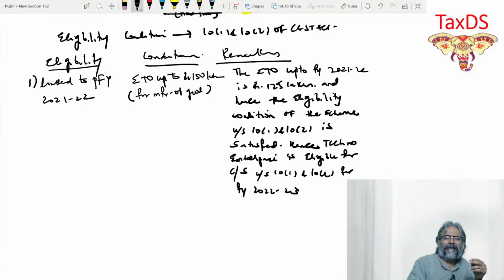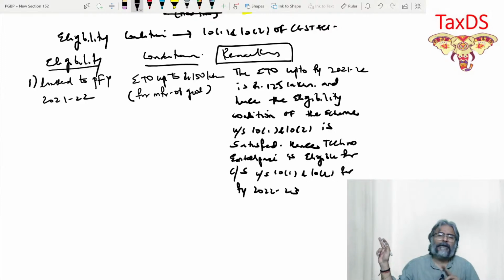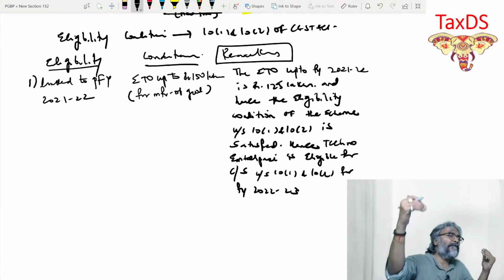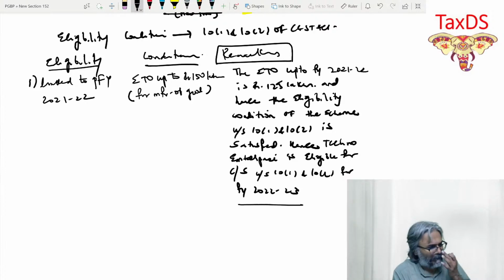Only 2 sentences in the remark for this. One is that he is within the limit, and the second sentence is that therefore he is eligible for the composition scheme under 10(1) and 10(2) for the next financial year. Define what that financial year is. Okay.